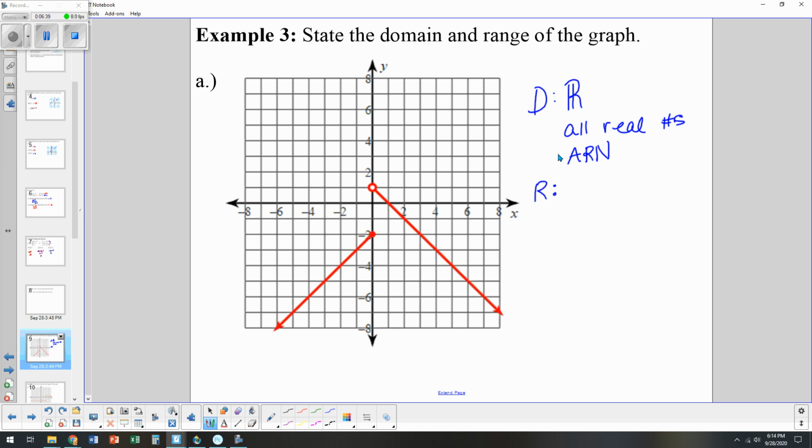The range, we're looking at what is the output of this graph. And I notice both of my arrows go in the same direction. So no y values up here are part of my graph. So 2, 3, 4, 5, 6, none of those are part of my output. My output starts here at 1. So I know y is everything below the 1. Now I have to decide, is the 1 value included? Since this is an open circle, it's not, so it's just less than as opposed to less than or equal to.